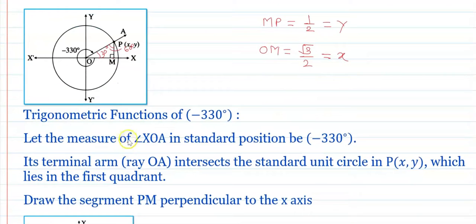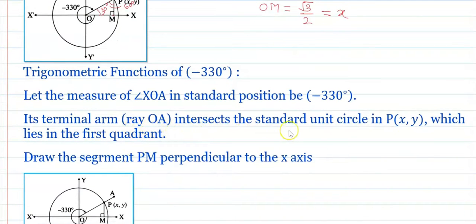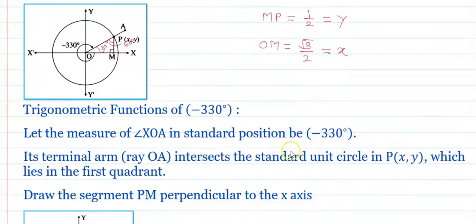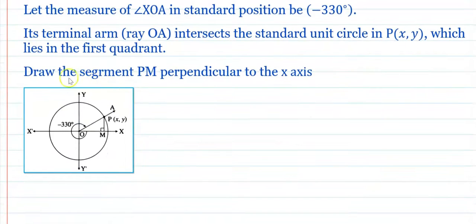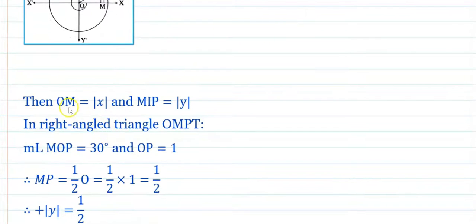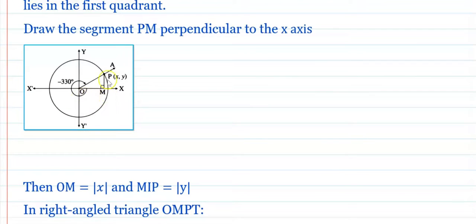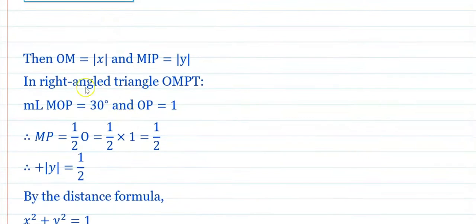Again, as usual, we have to write these statements. Let the measure of the angle XOA in standard position be minus 330. Its terminal arm ray OA intersects the standard unit circle in point P, which is in the first quadrant. Draw the segment PM perpendicular to the x-axis. OM is equal to x. OM distance is x, MP distance is y. OMP is a right angle triangle.